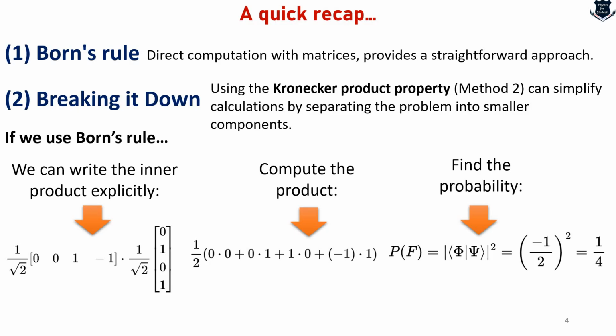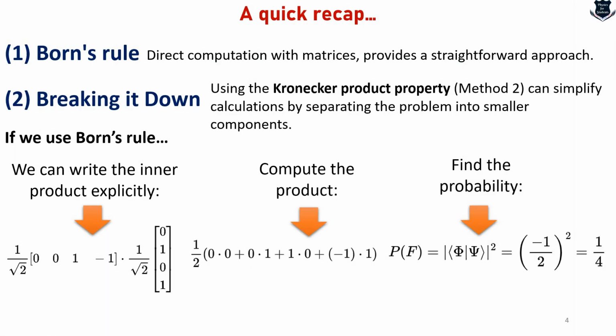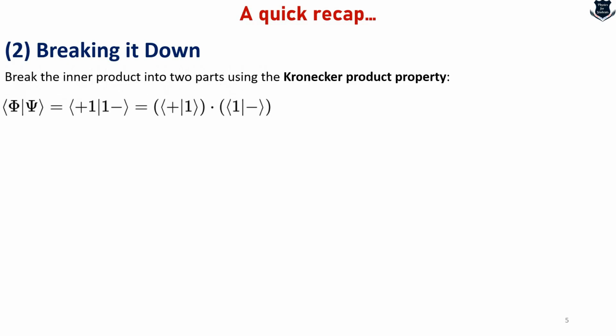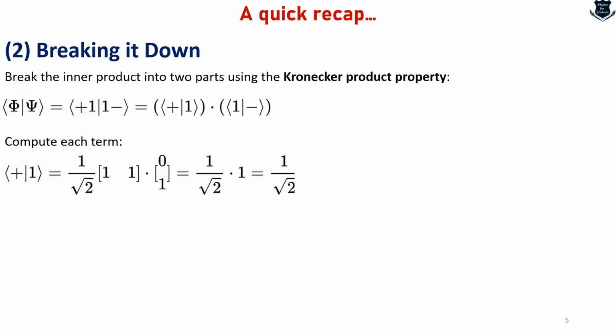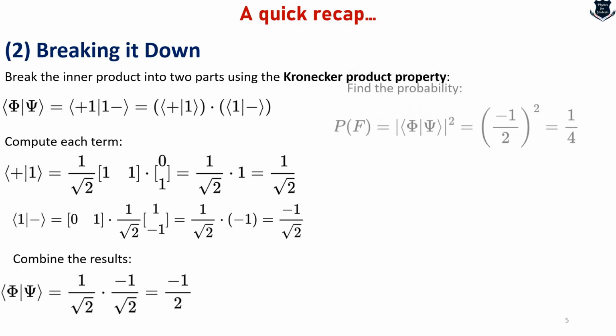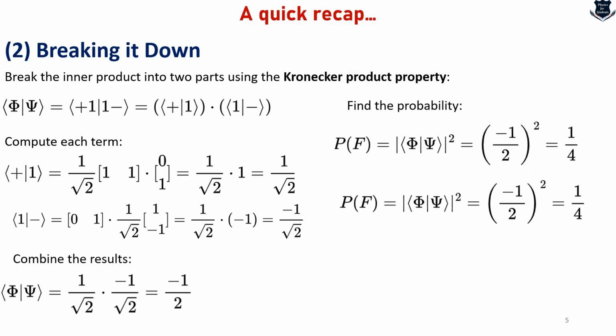So now the basic idea is that when we go from Born's rule to the breaking down rule, that means we take the tensor product. We take this one and then we take this one. We compute each of them, then we combine the results, find the probability, and we get the probability. So here you can see both the results are the same.